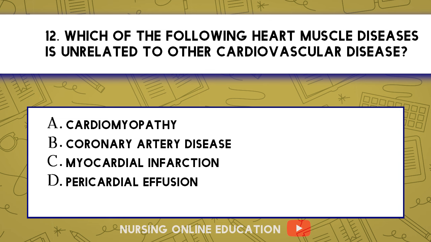12. Which of the following heart muscle diseases is unrelated to other cardiovascular disease? A. Cardiomyopathy. B. Coronary artery disease. C. Myocardial infarction. D. Pericardial effusion. The answer is cardiomyopathy.